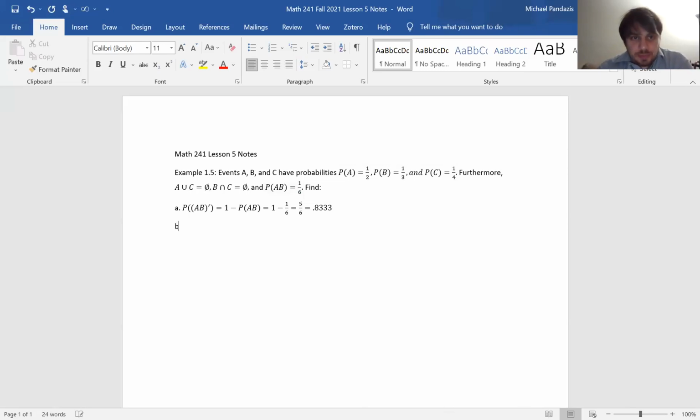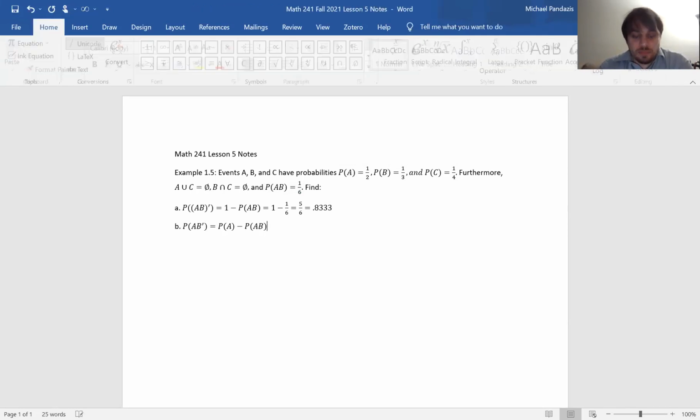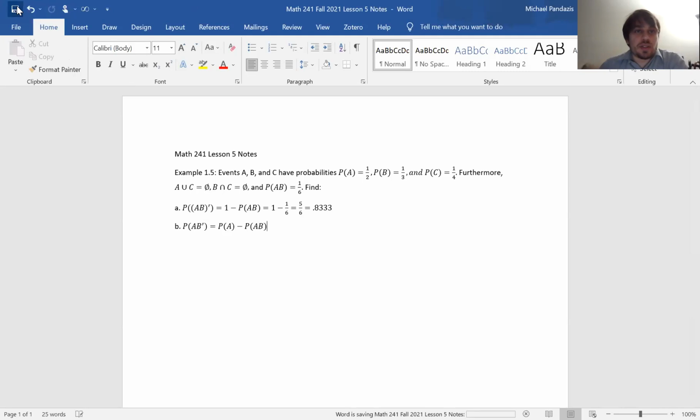B. The probability of A intersection B prime. Okay, so let's find the probability of A and B prime. And so this is equal to the probability of A minus the probability of AB. Okay, and so let me show you why. So we want the probability of AB prime.